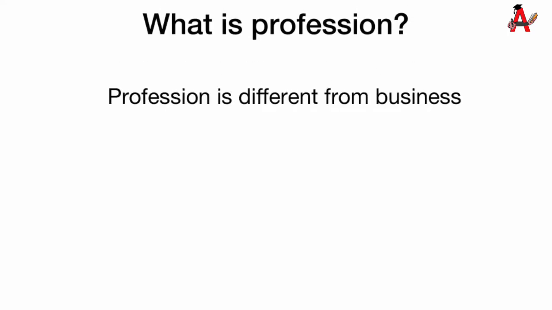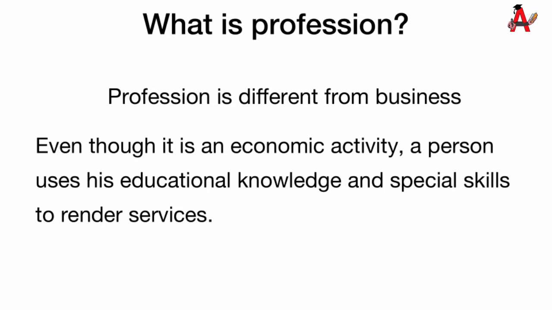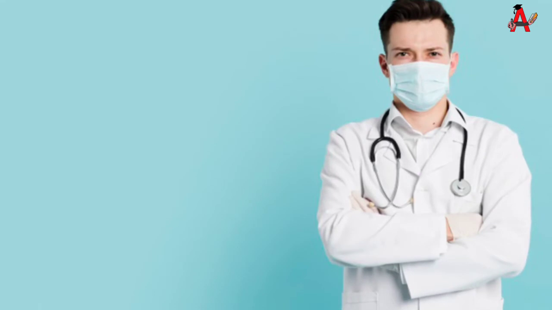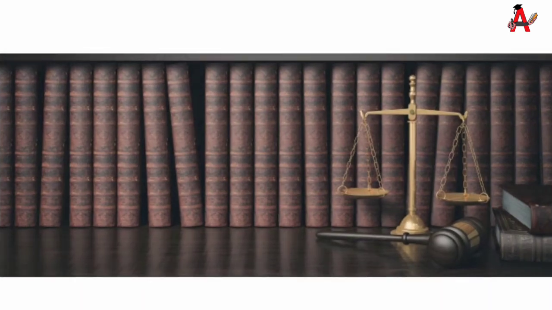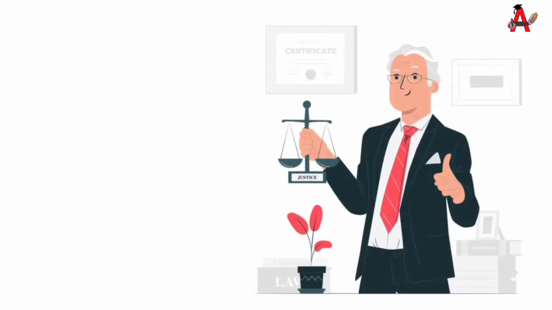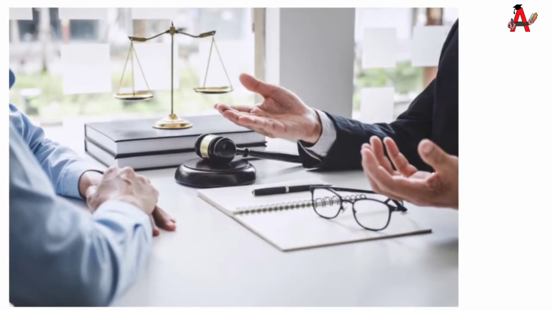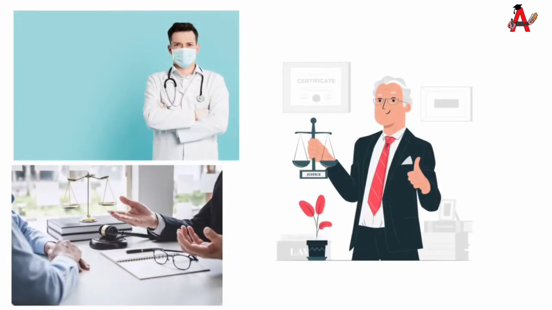Moving on, let's understand what a profession is. Profession is different from business in the sense that even though it is an economic activity, a person uses his educational knowledge and special skill to render services. For example, a doctor gets a degree of MBBS and therefore he can practice as a doctor and provide his services to society and in return get some money. Similarly, a lawyer gets an LLB degree and he can practice in a court of law and in return he gets certain money from his clients. Similarly, a chartered accountant as well. So doctors, lawyers, chartered accountants etc. can be considered as a profession.